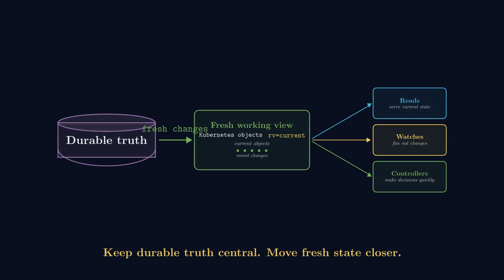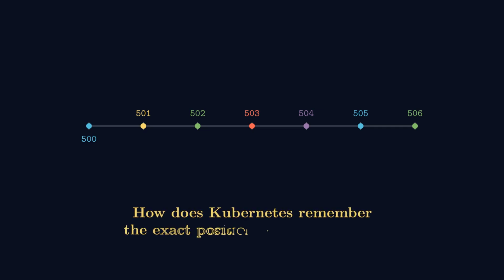But the cache now depends on one small piece of information. It must know exactly which change it has already seen, which change comes next, and where a watch should continue after a reconnect. How does Kubernetes give every change its place in that history?